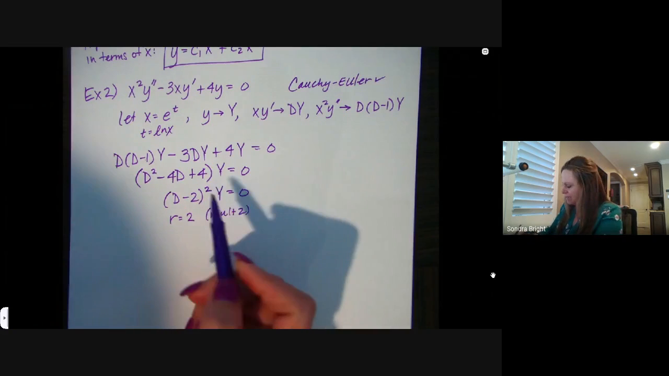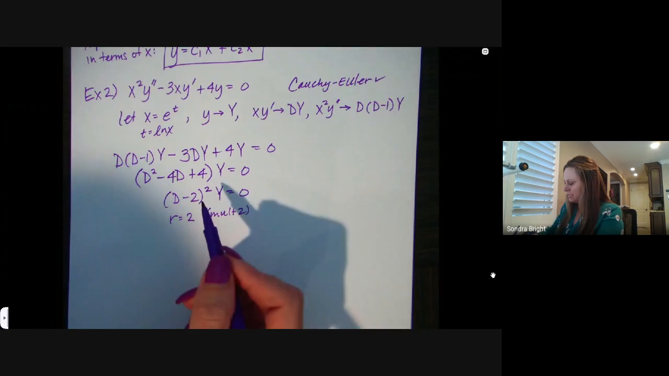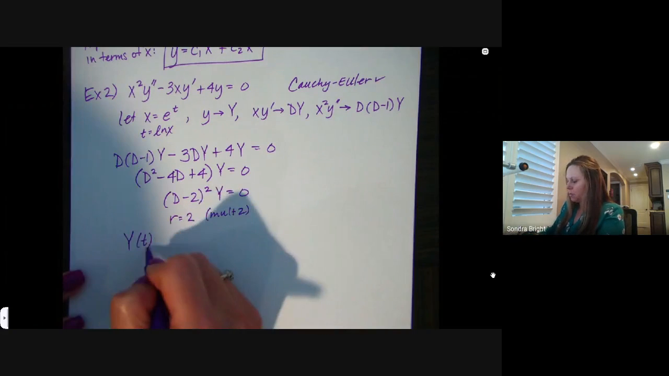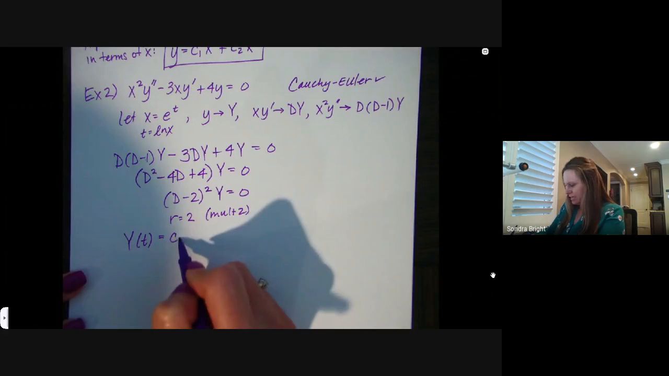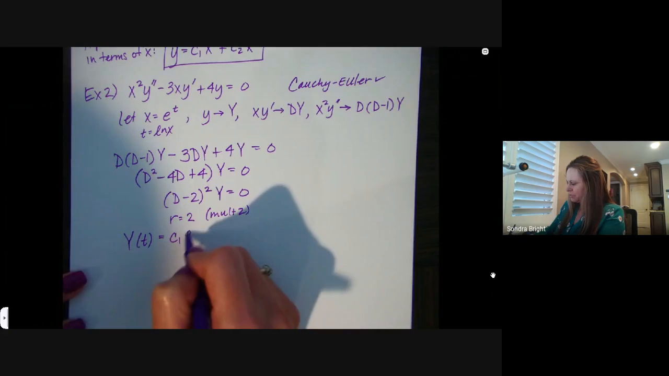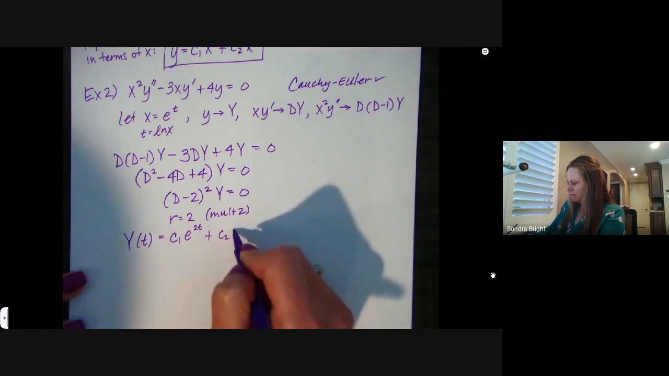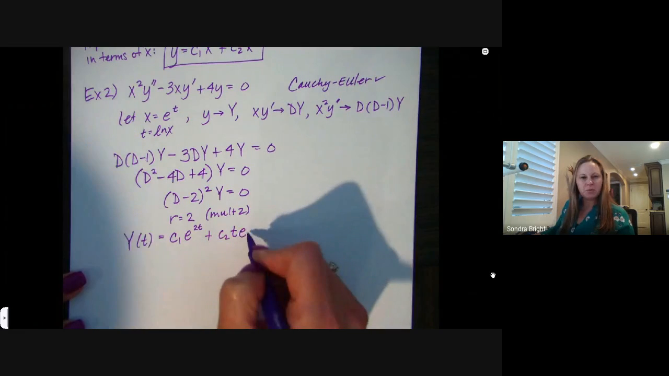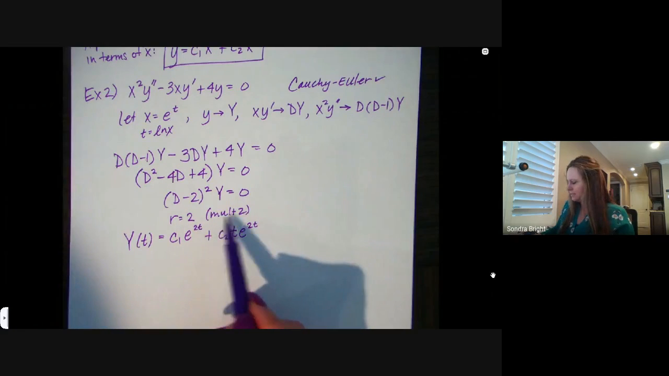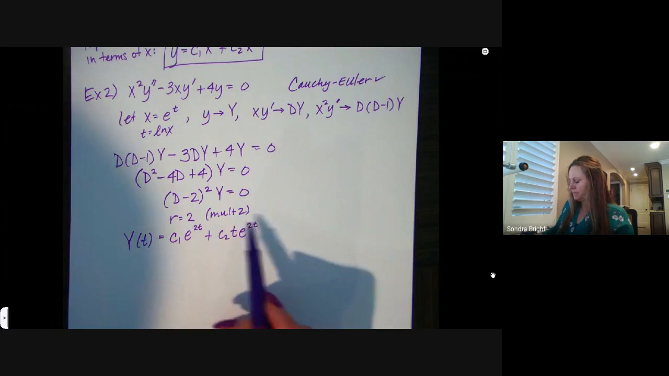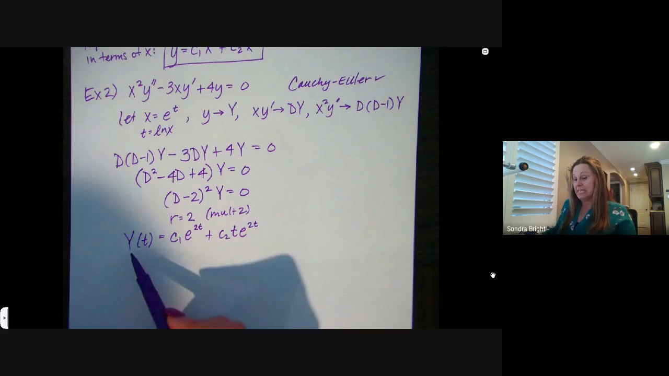And that means that capital Y, which by the way is a function of t, will be C1 e to the 2t plus C2 times t e to the 2t. That was with the multiplicities from yesterday's lesson. All right, so there's our solution for capital Y, which was a function of t.